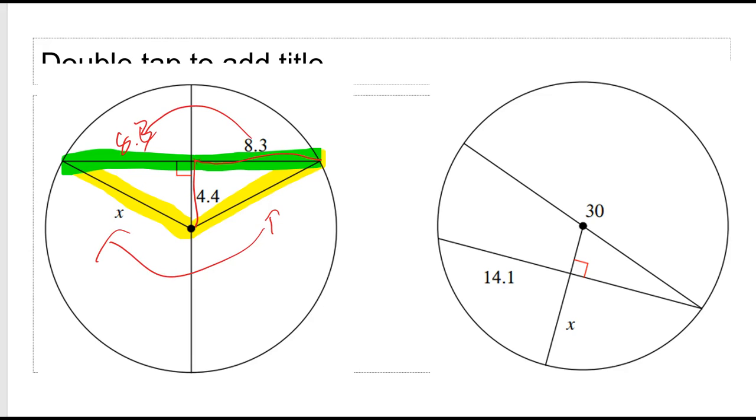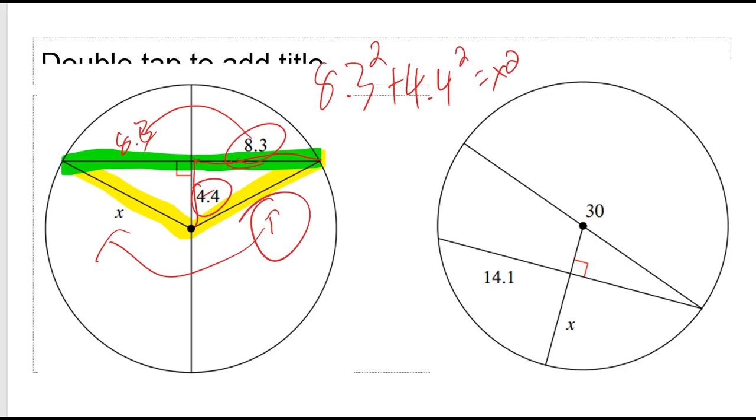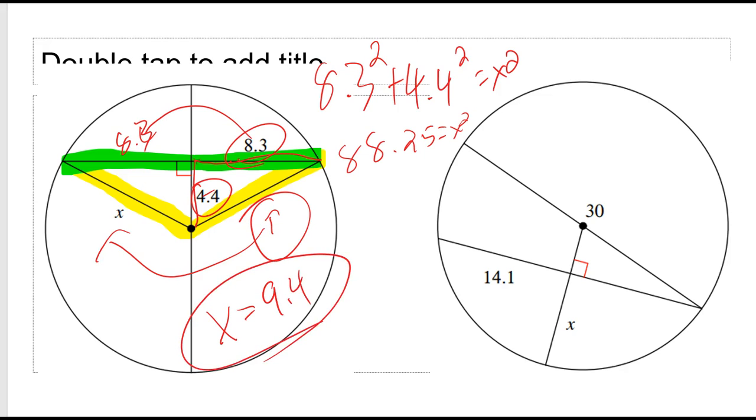Regardless of which way you do it, you're going to take 8.3 squared plus 4.4 squared equals x squared. These are my legs. This is my hypotenuse. So in my calculator, I'm going to take 8.3 squared plus 4.4 squared. I'm going to get 88.25 equals x squared. I'm going to square root my answer. My answer here should be x equals, I'm going to round that to 9.4. 9.39, I rounded it.